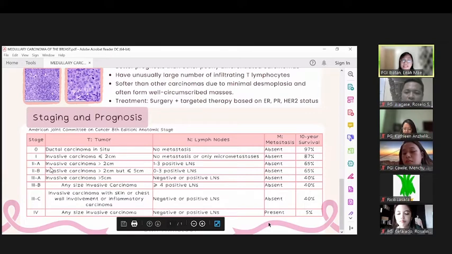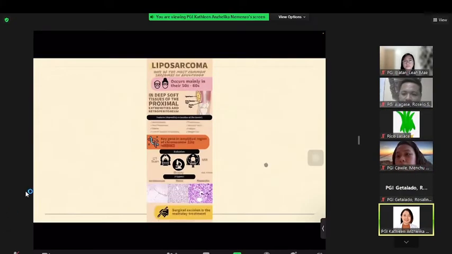So my references are Robbins and Cotran, and for the pictures, I got them from pathologyoutlines.com.